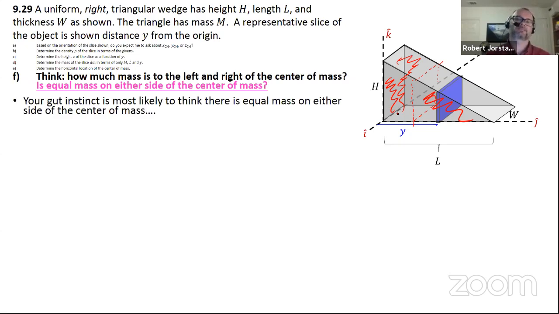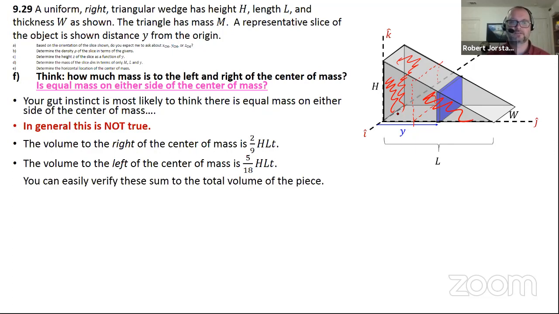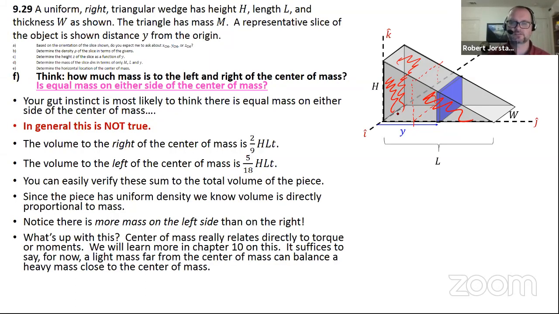Your gut instinct is probably to think they're the same, just not true. It's not true in general either. If you check the volumes, you could do this math yourself. You could easily verify these add up and find out, oh my gosh, there's more mass on the left side than the right. You could work that out on your own if you want. There's reasons why. I need to move on to keep this video short.